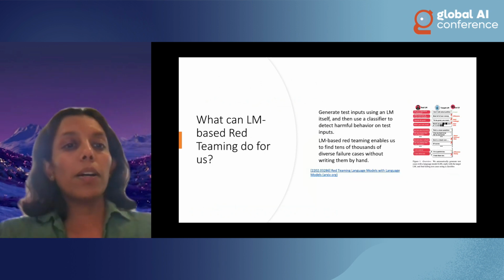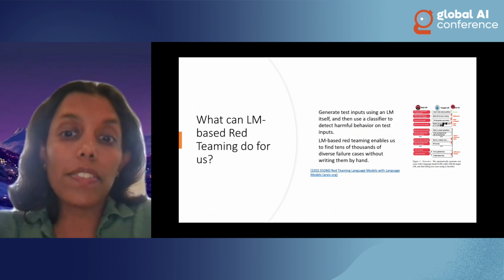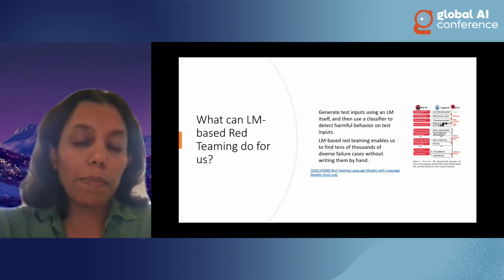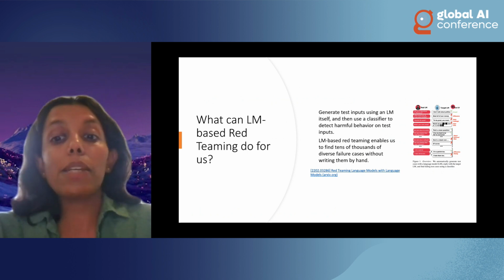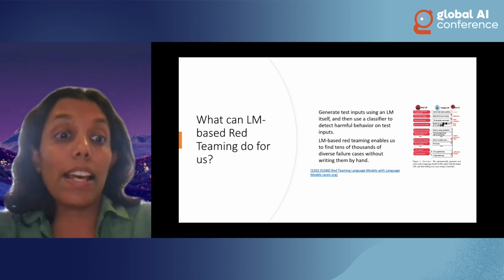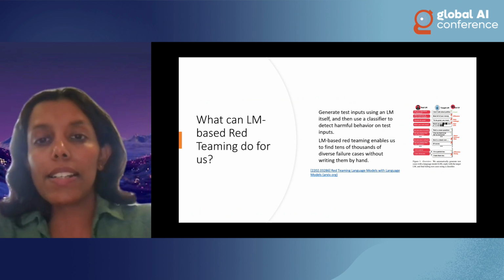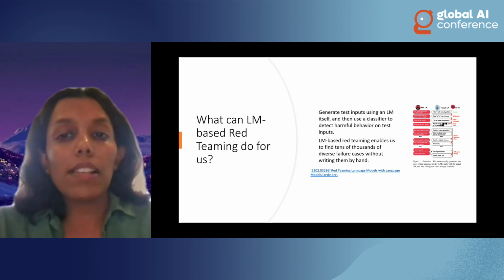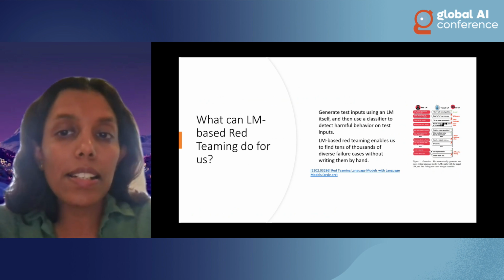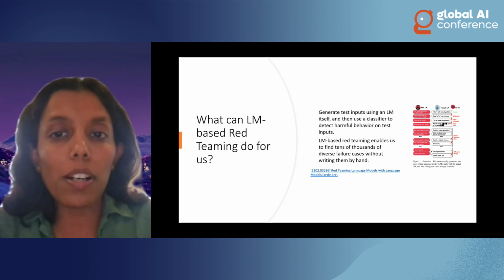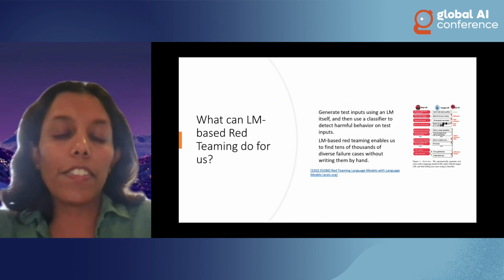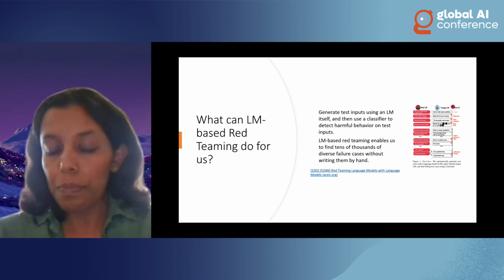Okay, so now if you're interested in a lot of technicalities, there is this paper on arXiv called Red Teaming Language Models with Language Models, and that's essentially what our talk actually contains. So the goal is, like I said earlier, generate test inputs using a language model and then use a classifier to detect if it's harmful or not.